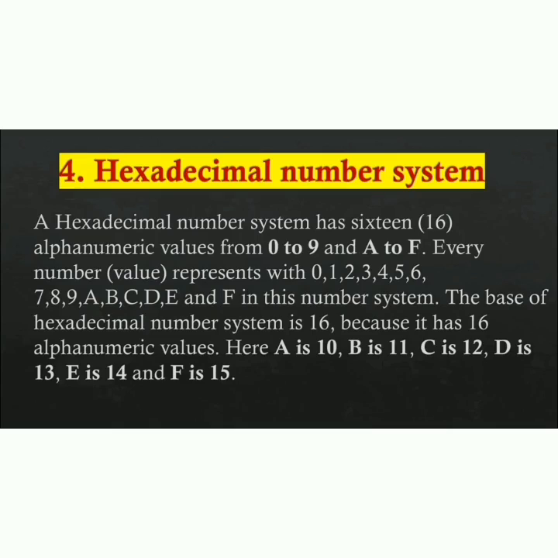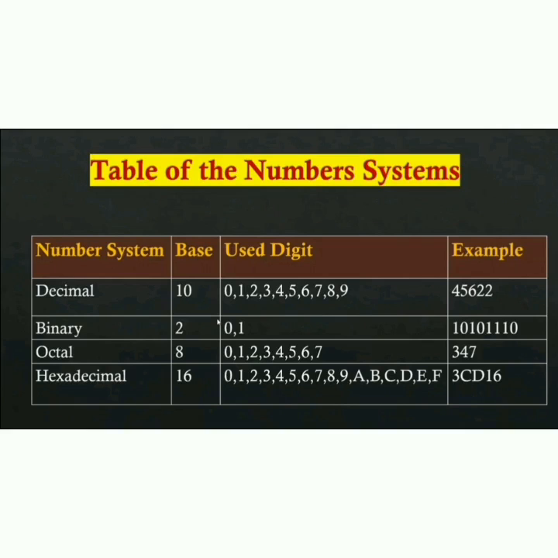Here A is equal to 10, B is 11, C is 12, D is 13, E is 14 and F is 15. Now look at the table carefully to understand the number systems.